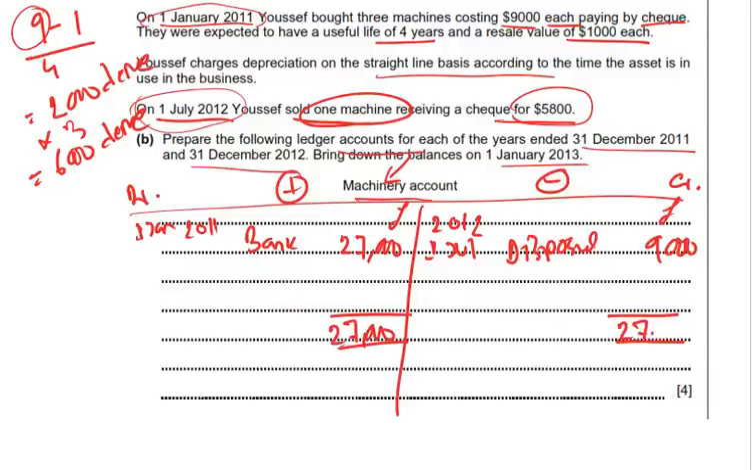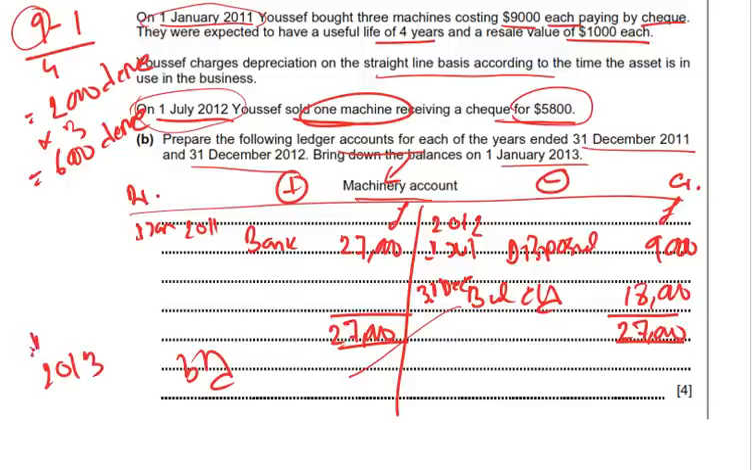Writing the other side, 27,000. Take away 9,000. My calculator says it's 18,000. That is your balance CD for 31st December 2012, which becomes your balance BD on 1st of January 2013, 18,000. That's your 4 marks. That was easy stuff, not much complicated.